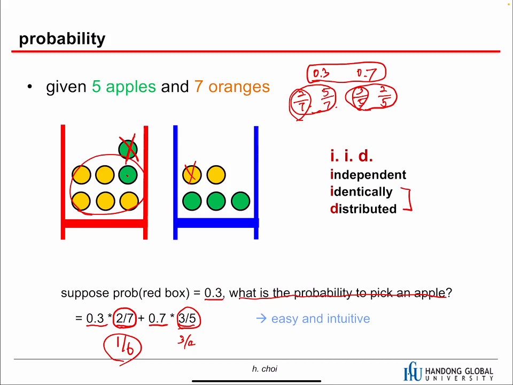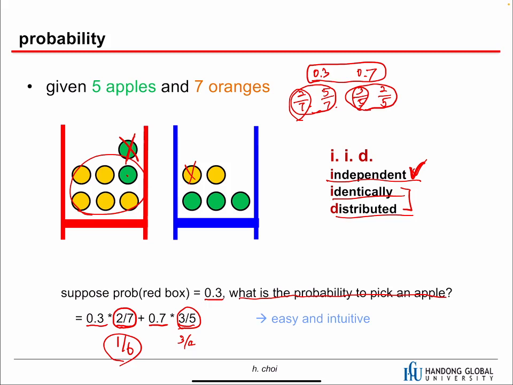And then if we don't replace, then when we pick the next fruit, the probability of the next pick would depend on the first pick. So they are not independent. But if we replace the first pick to the original box, then no matter what kind of fruit we choose the first time, when we pick the second fruit, it doesn't change. It doesn't matter. So they have nothing to do with each other. So they are independent.